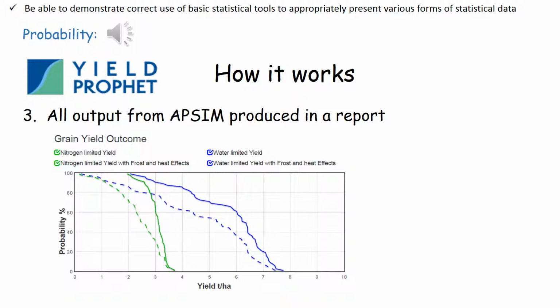Similarly, we have water-limited yield shown with the solid blue line. And then we have the decreased yield that we could expect if we were to include frost and heat effects on our crop during the growing season.